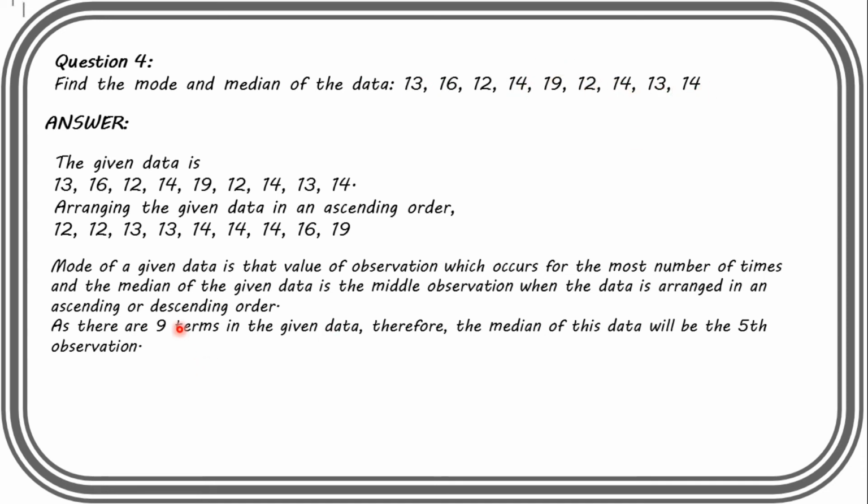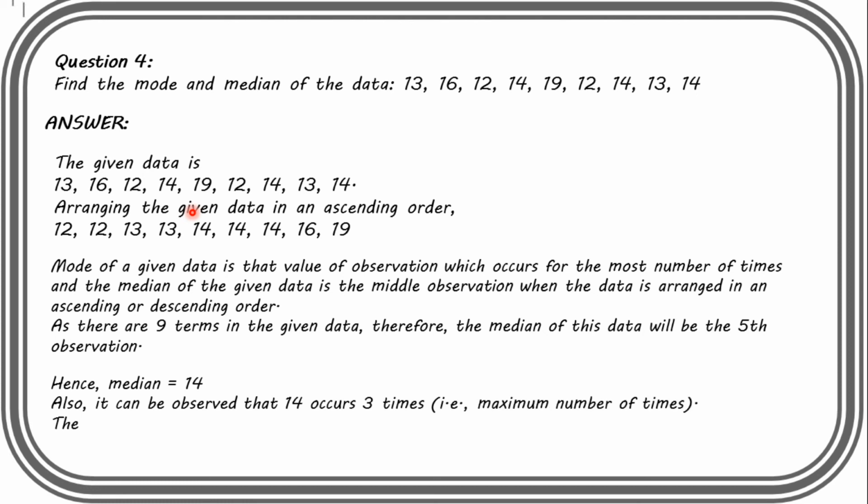So the total number is 9. So 9 plus 1 equals 10, and divided by 2 you get 5. So the 5th observation is our median. Check it. Which one is the 5th observation? 1, 2, 3, 4, 5. 14 is the 5th observation. So the median is equal to 14. Also it can be observed that 14 occurs 3 times, the maximum number of times, so the mode is 14.